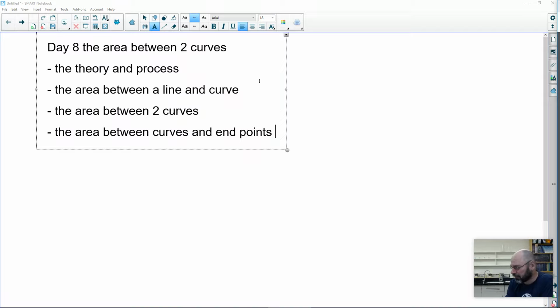It's the same as doing integrals for area under the curve, except now we're going to have two curves, one that's going to bound it in the upper area and one that's going to bound it in the lower area. So we're going to look at the theory first, and then we're going to look at area between a line and a curve, area between two curves, and an area between a curve and endpoints, like maybe between the x-axis and a curve. Maybe then you might do two parabolas. You might do two lines with two vertical endpoints, things like this.